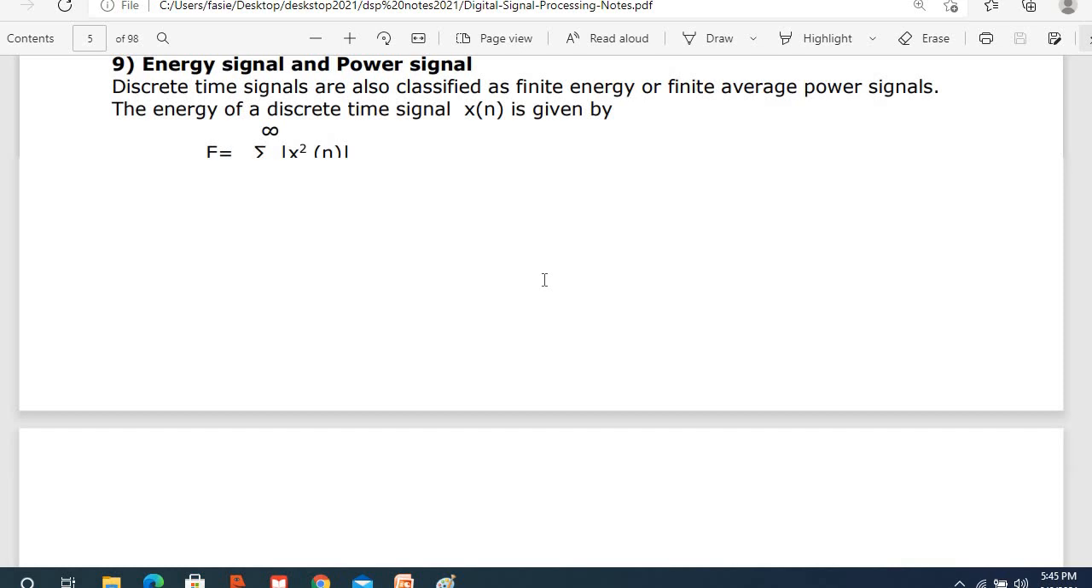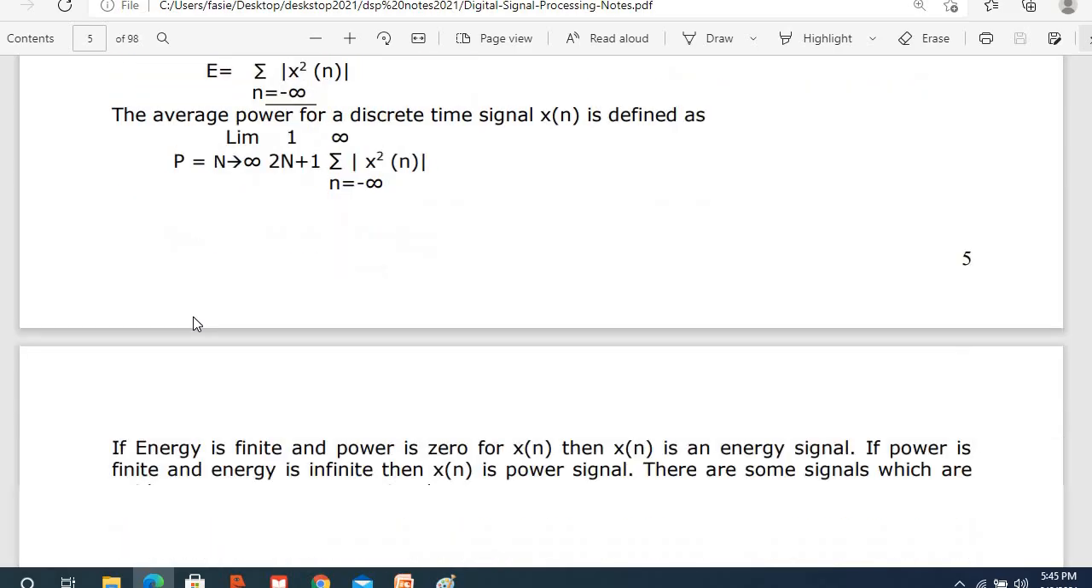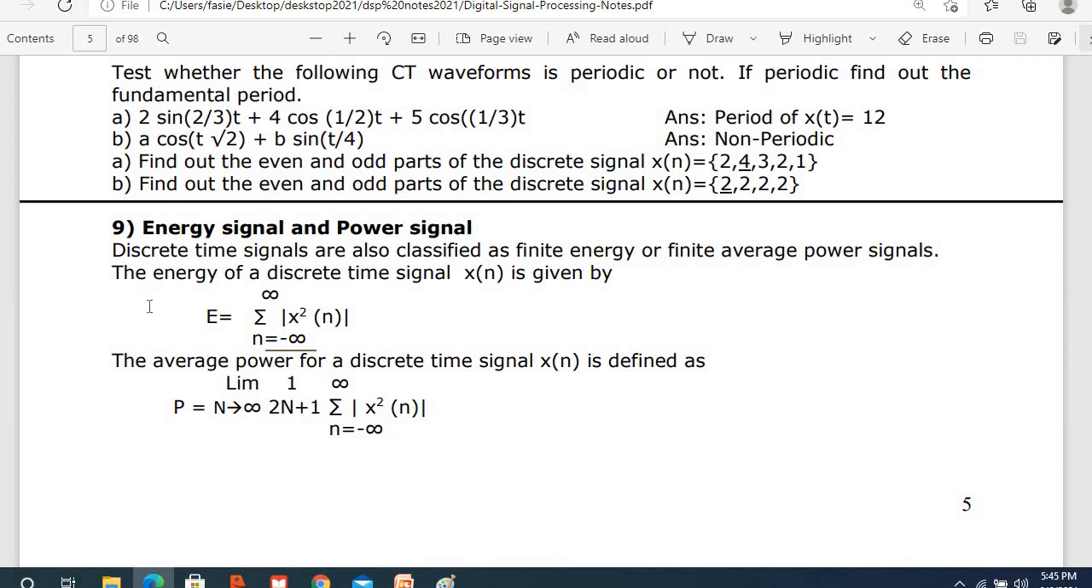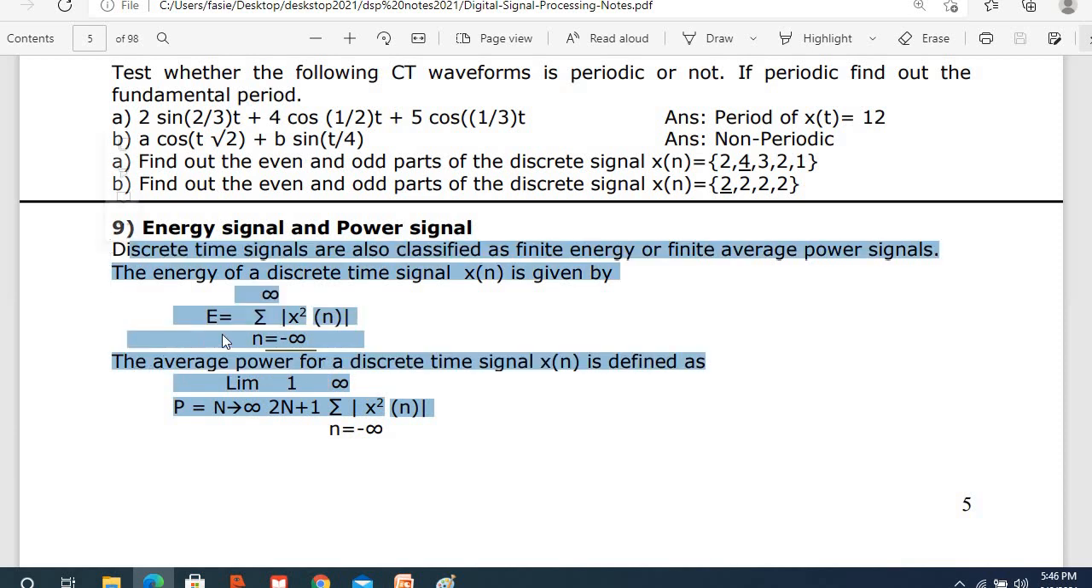Before moving ahead, an important concept I just mentioned is the energy signal and the power signal. These are important and they will definitely ask you about them. There is also Parseval's theorem, based upon energy and power signals. So what is the difference between energy and power signal? In an energy signal we have the summation of the signal squared, that is, the magnitude of x of n squared. This is called the energy signal.